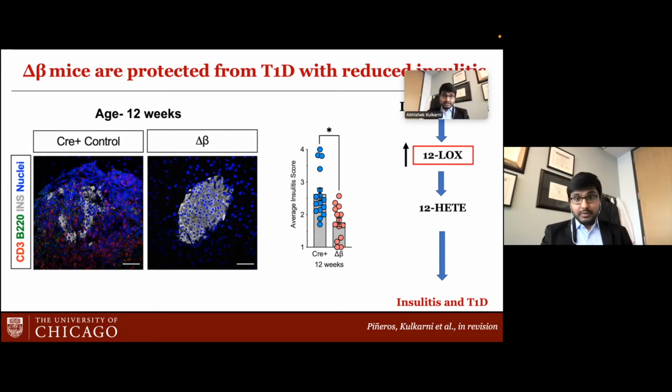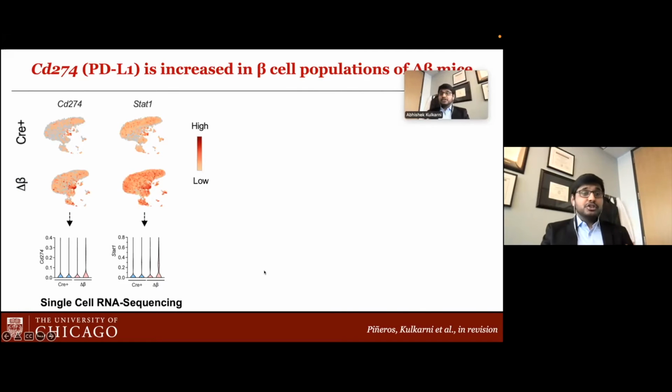But then the question was, how exactly does 12-LOX regulate this? So to delve deeper into the mechanisms of 12-LOX activity, we isolated the islets from these Cre positive controls and the delta beta mice and subjected them to single cell RNA sequencing. So one of the most prominent effects of this delta beta mice we saw was that there was enhanced expression of CD274 in all the beta cell populations of the delta beta mice as compared to Cre positive controls.